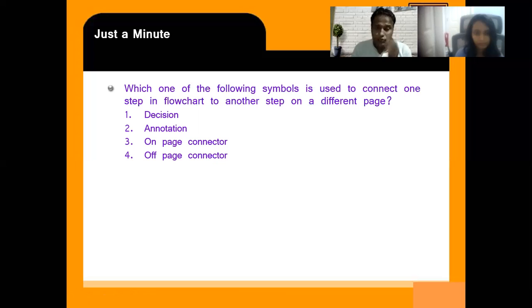Next, which one of the following symbols is used to connect one step in the flowchart to another step on a different page? One second. Off-page connector. Good. Correct answer. The off-page connector.